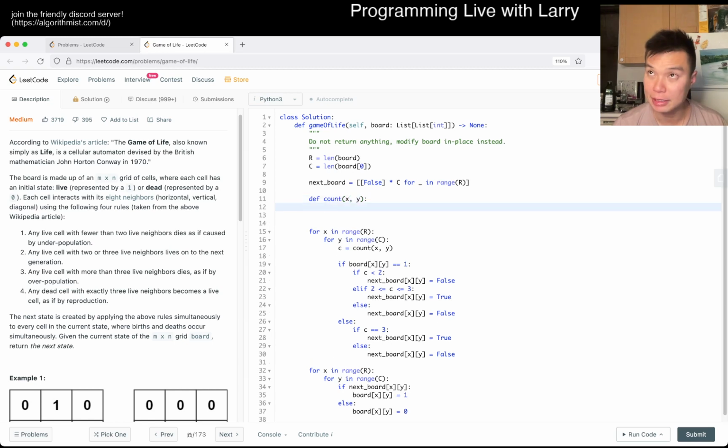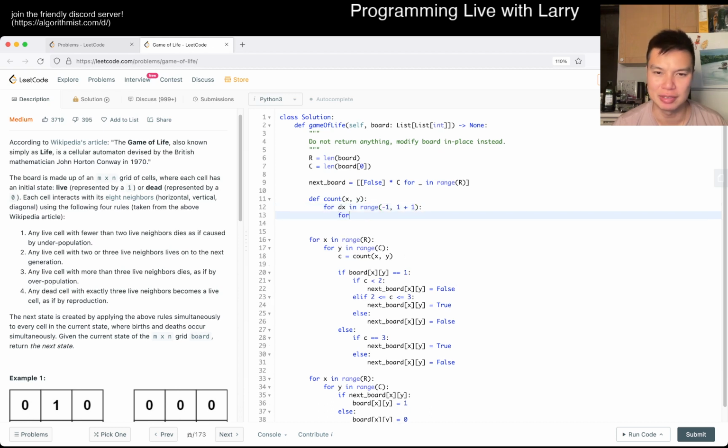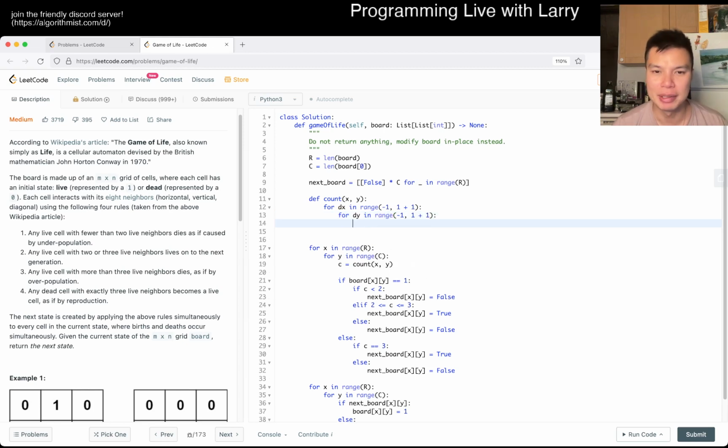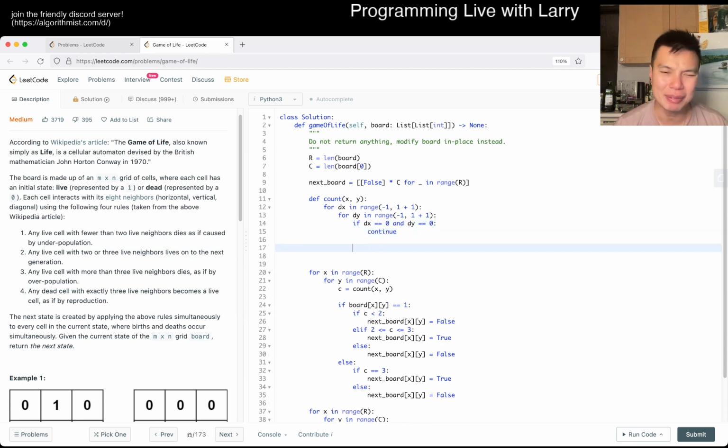Let's see, right? For dx in range from -1 to 1, of course it's 1 plus 1 because it's exclusive. I always find that a little bit awkward, but I'm writing it out so that you can see what I mean. If dx is equal to 0 and dy is equal to 0, we continue. I sometimes write this differently, but today I'm just going to write it this way.